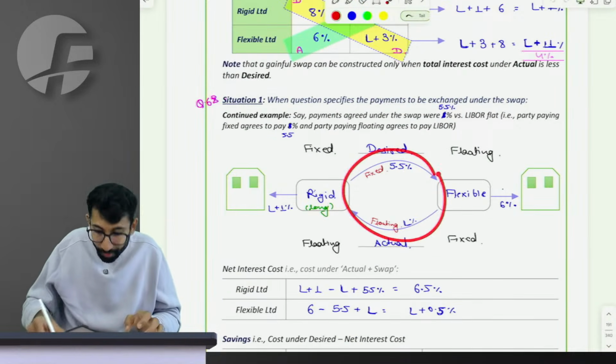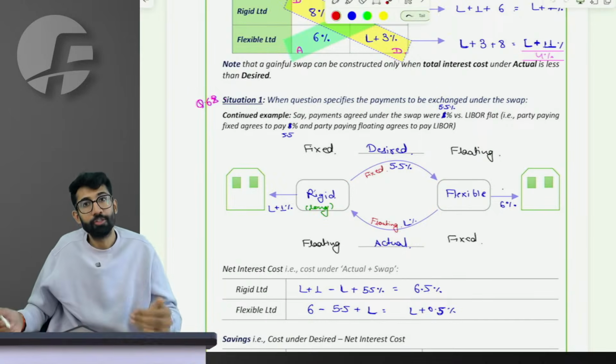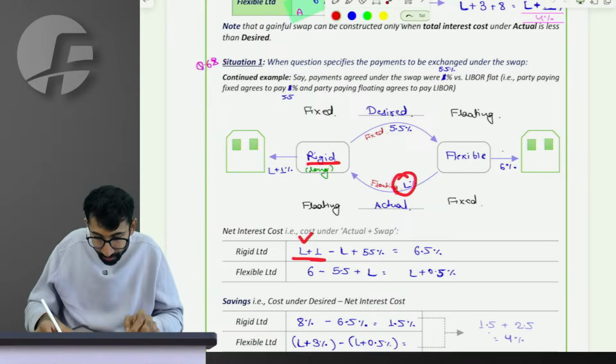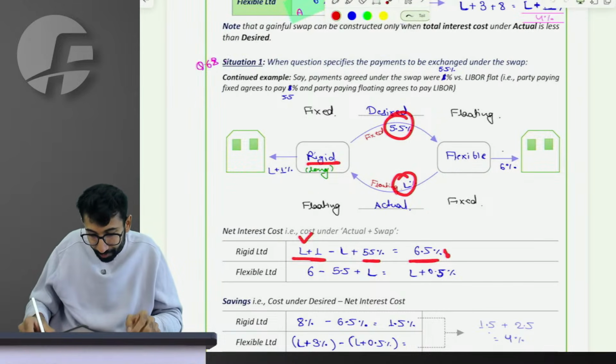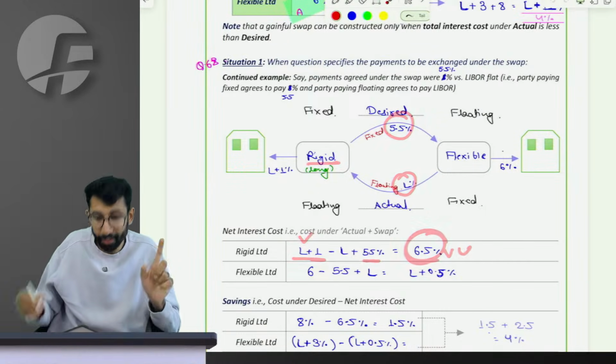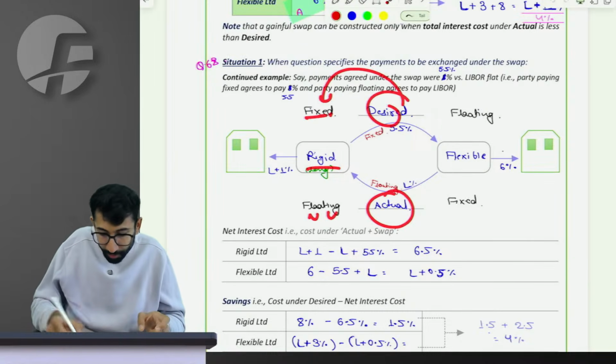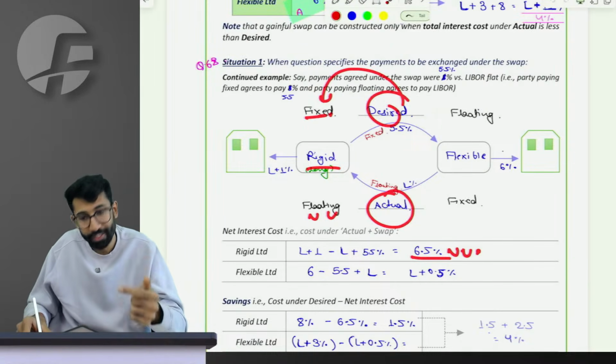With the help of swap, are we able to convert their position? Let us check. Rigid is paying L+1. It receives L, it pays 5.5. Effectively, it is paying 6.5. So actual of Rigid was floating, but have we brought them to the desired of fixed? Yes, 6.5 has been achieved.